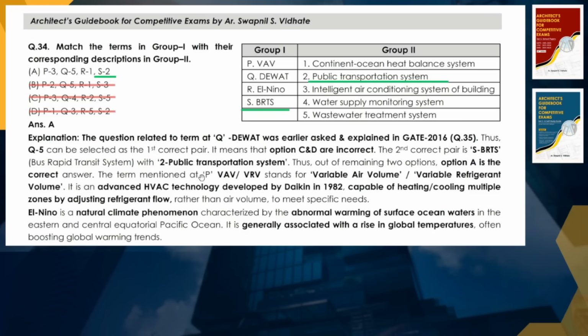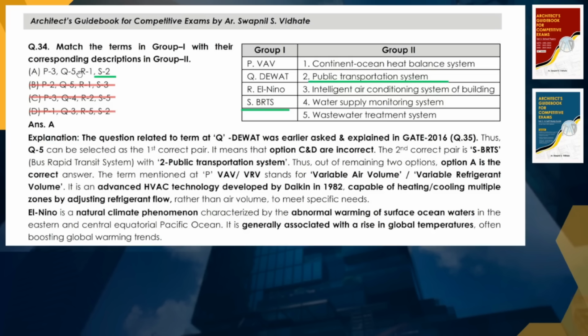Again, for additional information, the term mentioned at serial number P, that is VAV, or it is also called VRV, stands for Variable Air Volume or Variable Refrigerant Volume. It is an advanced HVAC technology developed by Daikin in 1982, capable of heating and cooling multiple zones by adjusting the refrigerant flow rather than air volume to meet the specific needs. So it is correctly mentioned in option A, P3. That means it is the intelligent air conditioning system of the building.